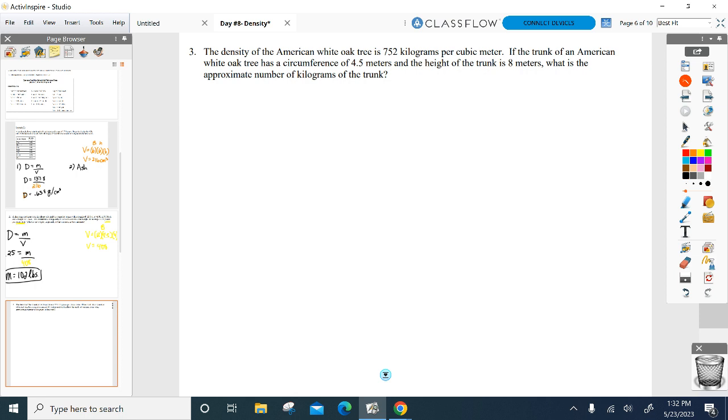The good old American white oak. What a classic. 752 kilograms per cubic meter. What's that right there? 752. What did I just give you? Density. Again, why? Kilograms, mass, per cubic meter, volume. And it says the word density, so you're welcome.